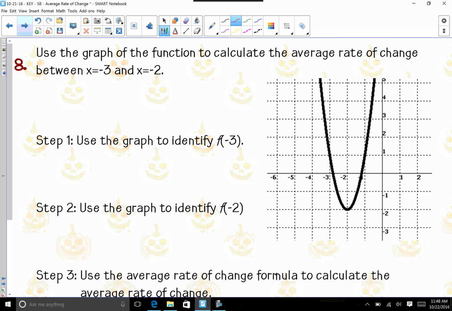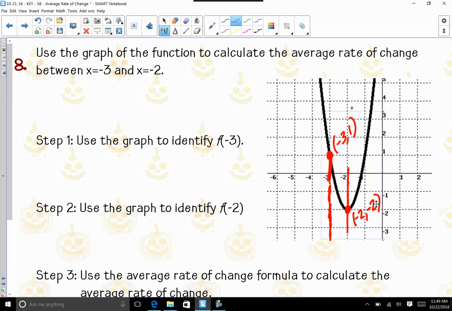Number 8, this is our last one. I want to use the graph to calculate the average rate of change between x equals -3 and x equals -2. So x equals -3 is going to be found right here on this graph, this vertical line. I have this coordinate right here, the point (-3, 1). And -2 is somewhere right here, where I'm intersecting the graph. So this is (-2, -2), right?